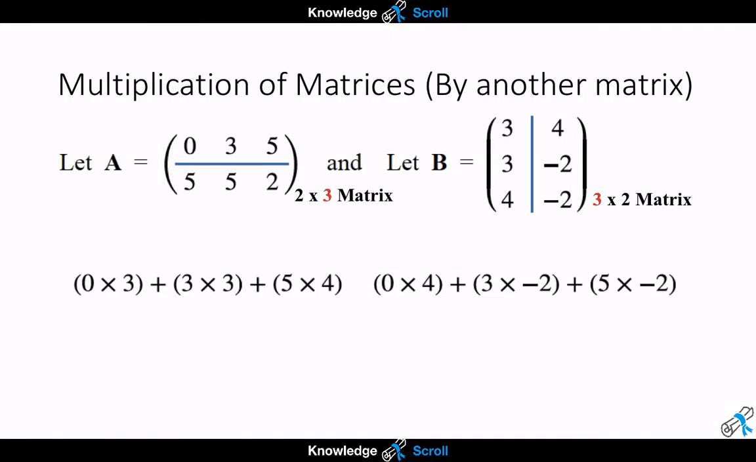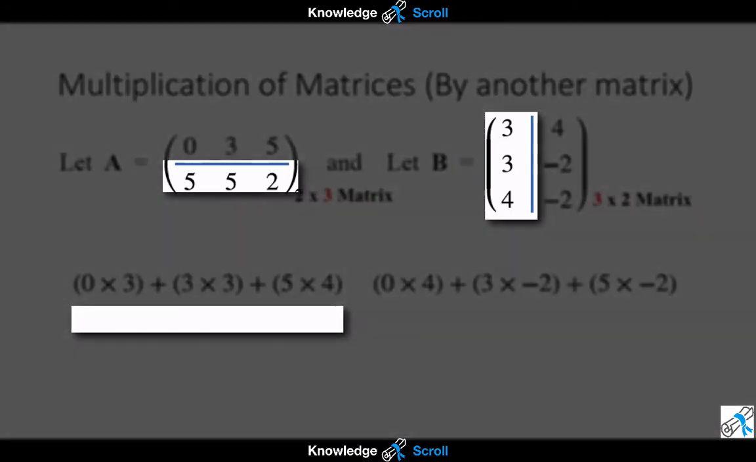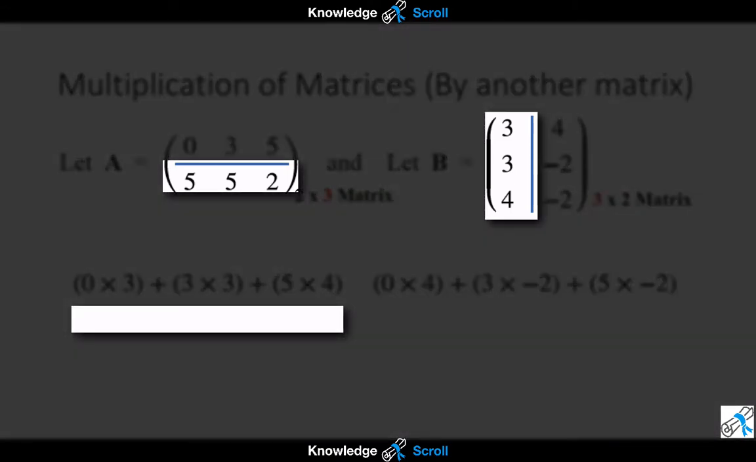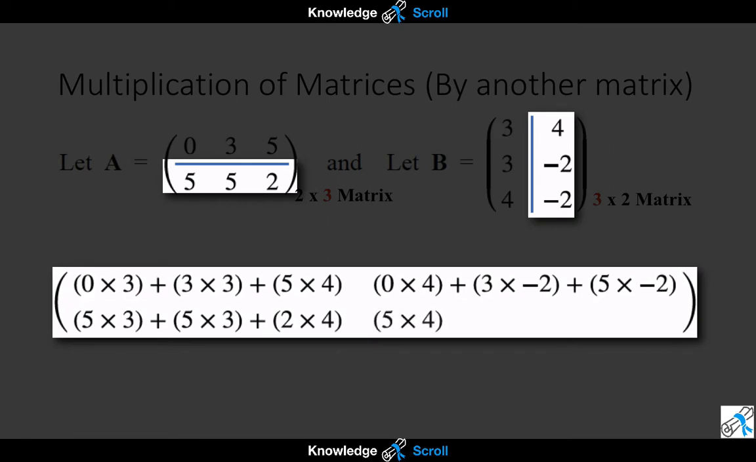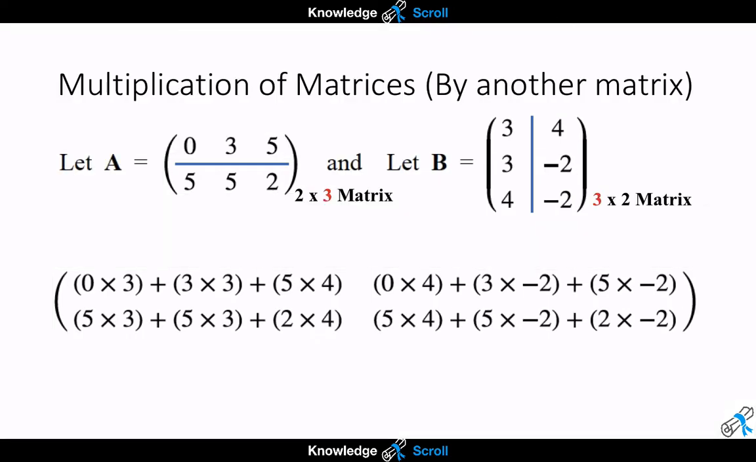Now that is finished, we start over the process with the second row in matrix A. 5 by 3 plus 5 by 3 plus 2 by 4. Lastly, we are down to the last column in matrix B. 5 by 4 plus 5 by -2 plus 2 by -2. The last step is to do our calculations and work out our final solution.